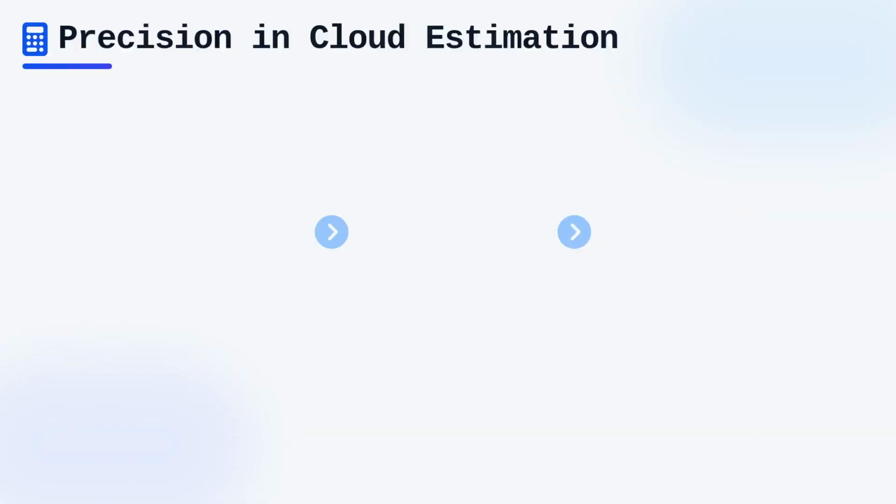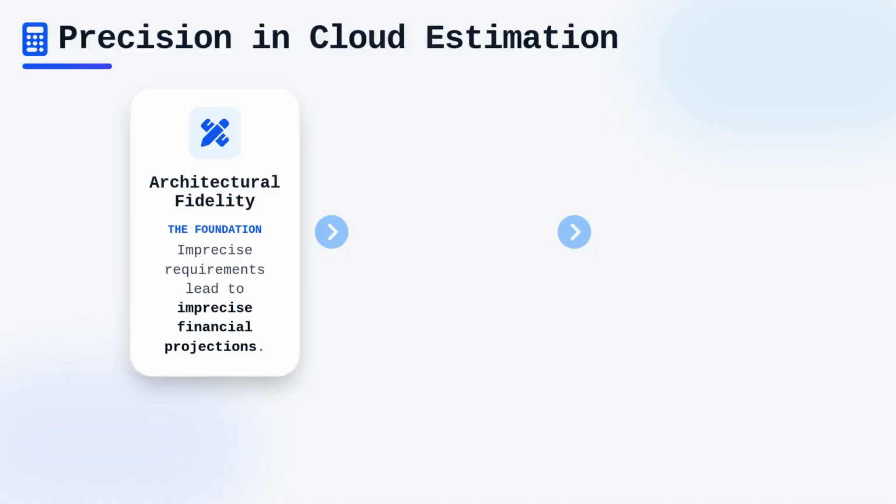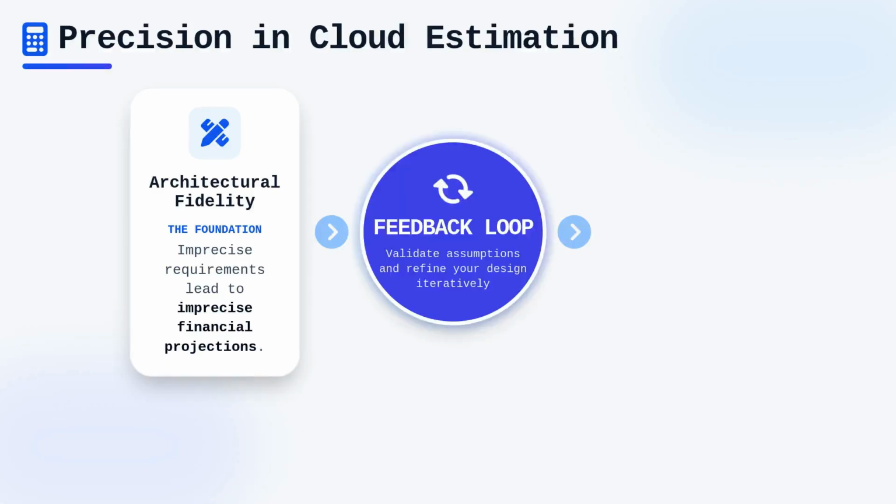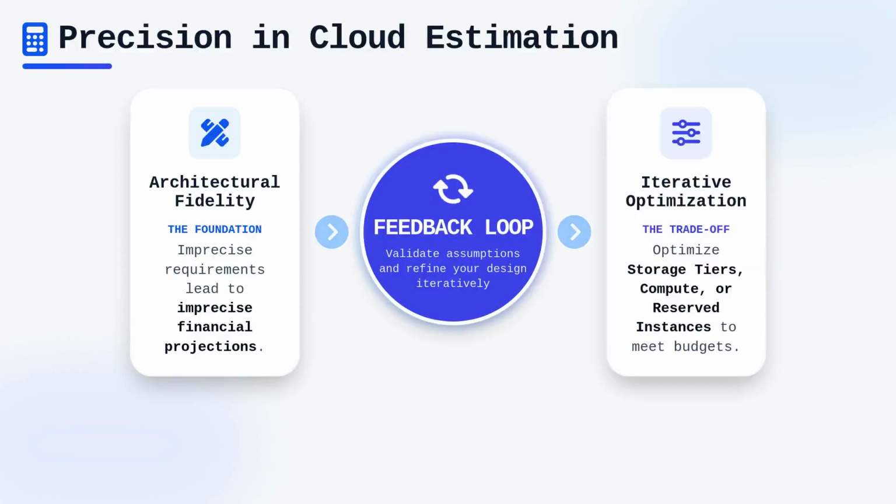You must bear in mind that the accuracy of your estimate is strictly bounded by the fidelity of your architectural requirements. If you enter imprecise values into the calculator, you will inevitably receive an imprecise financial projection. Therefore, treat the tool as a feedback loop for your design process. If the resulting quote exceeds your budgetary constraints, it acts as a signal that you need to reevaluate your architectural trade-offs. Perhaps you can optimize storage tiers, move from high compute instances to more efficient alternatives, or leverage reserved instances to lower your unit costs.